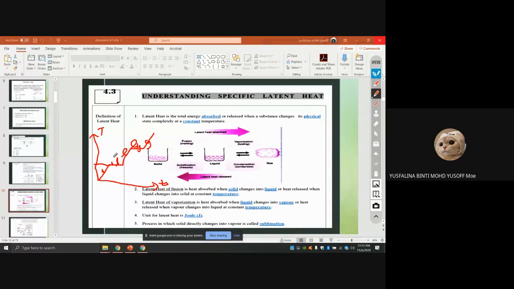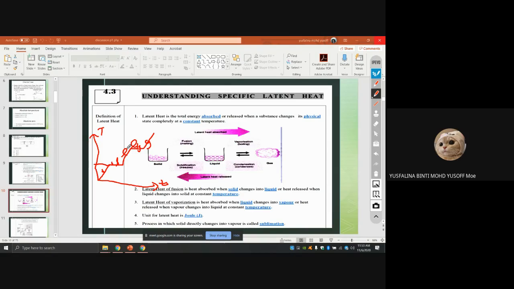So at this part, you can see the temperature is not changed, but the substance is changed from solid to liquid. So this part is actually for the specific latent heat. And how about this one? This one the temperature is changed. And for this part we call it the latent heat of fusion, that means solid changes to liquid.